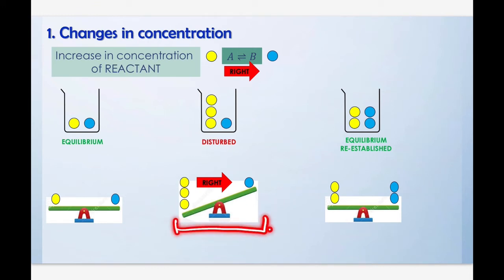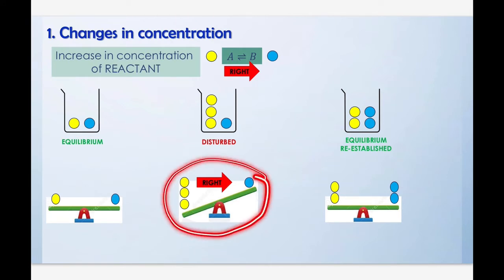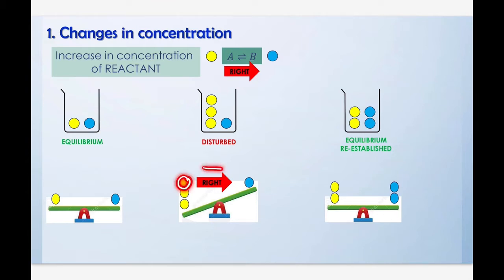So what will happen? Net reaction will happen to reduce the disturbance. Therefore, okay, the reaction will shift to the right to produce more product until the equilibrium is re-established.